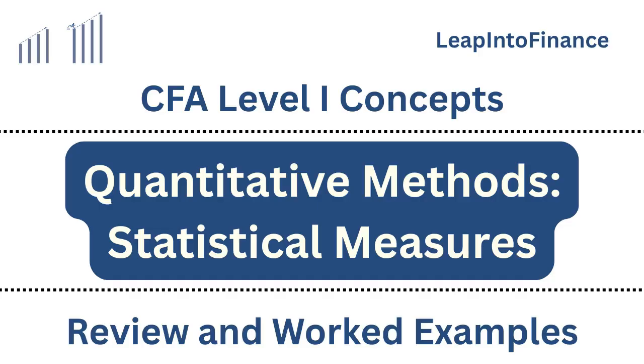Today, let's explore statistical measures within the quantitative methods section of the CFA Level 1 curriculum. In this video, we'll dive into advanced topics such as measures of central tendency, location, and dispersion, featuring worked examples to help you master the concepts and tackle challenging exam questions. We'll be using the Texas Instruments BA II Plus Professional Calculator for all calculations.